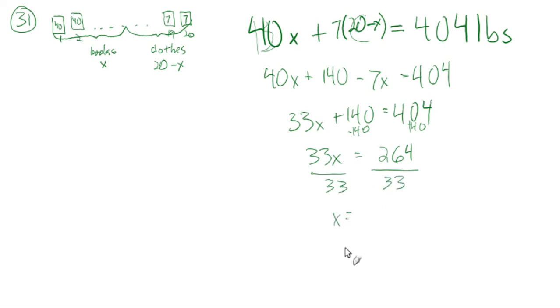X equals 264 divided by 33. 8. What's 8? 8 is the number of books boxes. And how many clothes boxes must there be? Well, there are 8 books boxes, and there are 20 boxes altogether. So books, 8. Clothes, it must be that there are 12 of them.